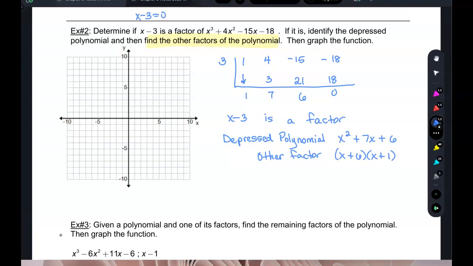So this kind of combines a lot of the topics that we did previously: synthetic division, rewriting the polynomial, factoring. Now we're going to graph it. Okay, so what are our zeros?